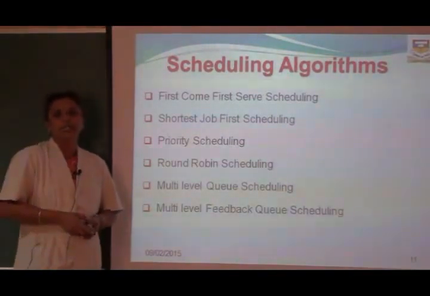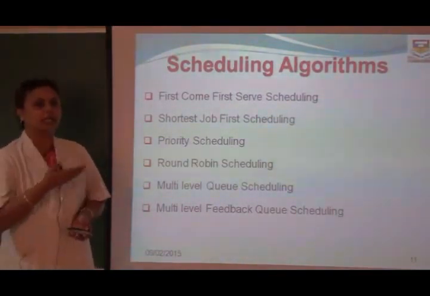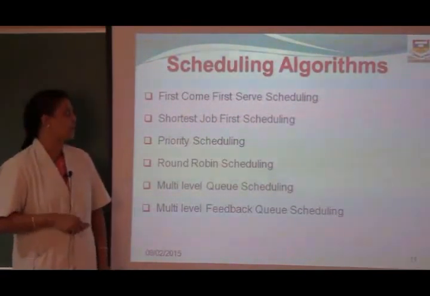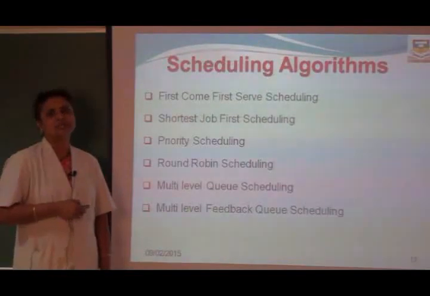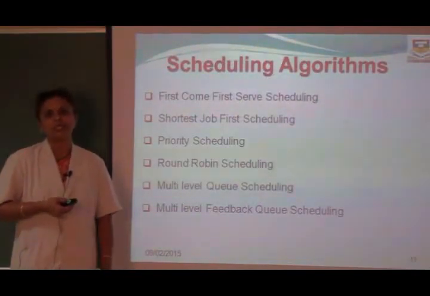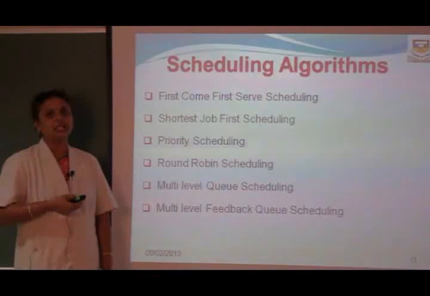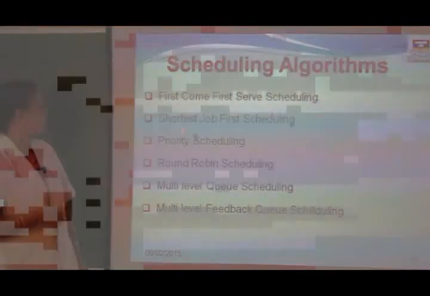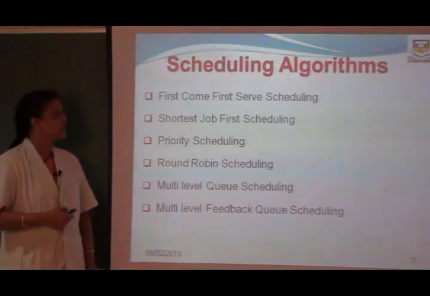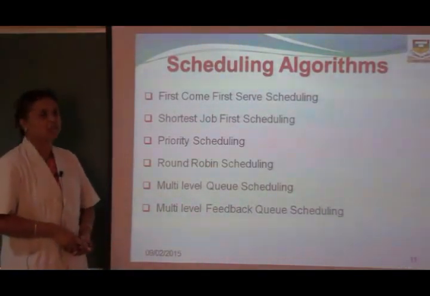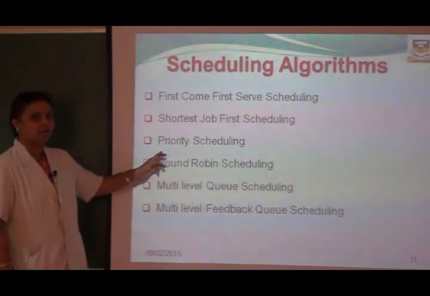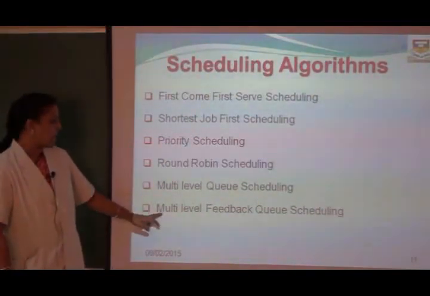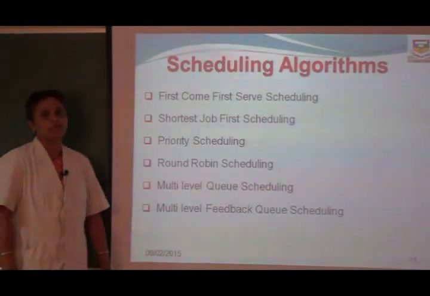The operating system performs CPU scheduling by using different CPU scheduling algorithms. One operating system can implement one particular CPU scheduling algorithm for making scheduling decisions. The most commonly used CPU scheduling algorithms are first come first serve scheduling, shortest job first scheduling, priority scheduling, round robin scheduling, then multi-level queue scheduling, and lastly multi-level feedback queue scheduling.